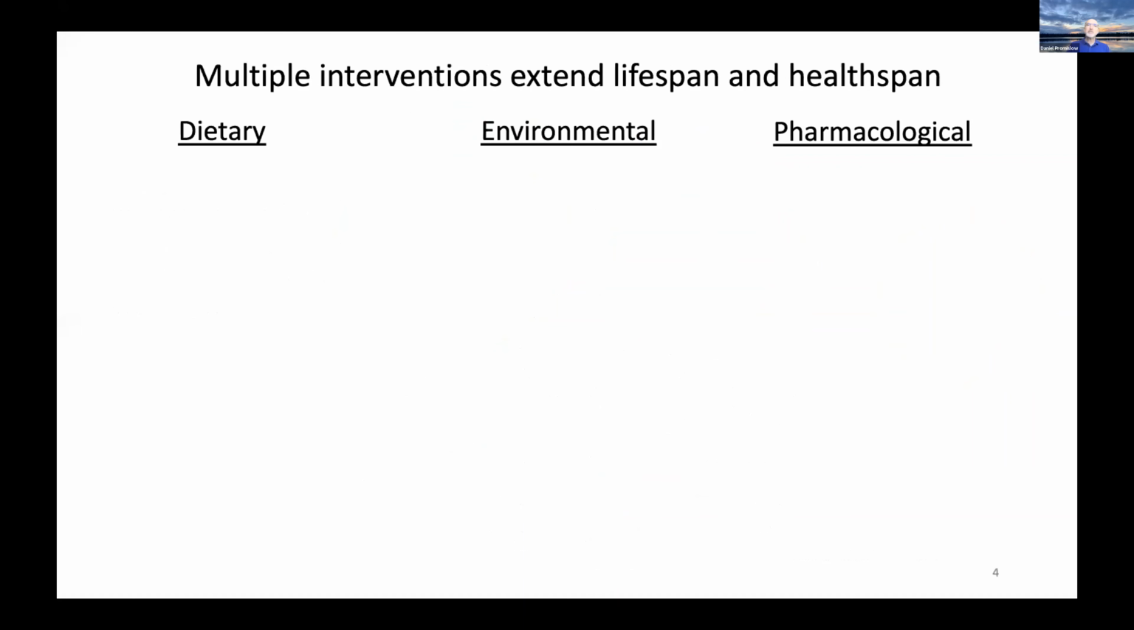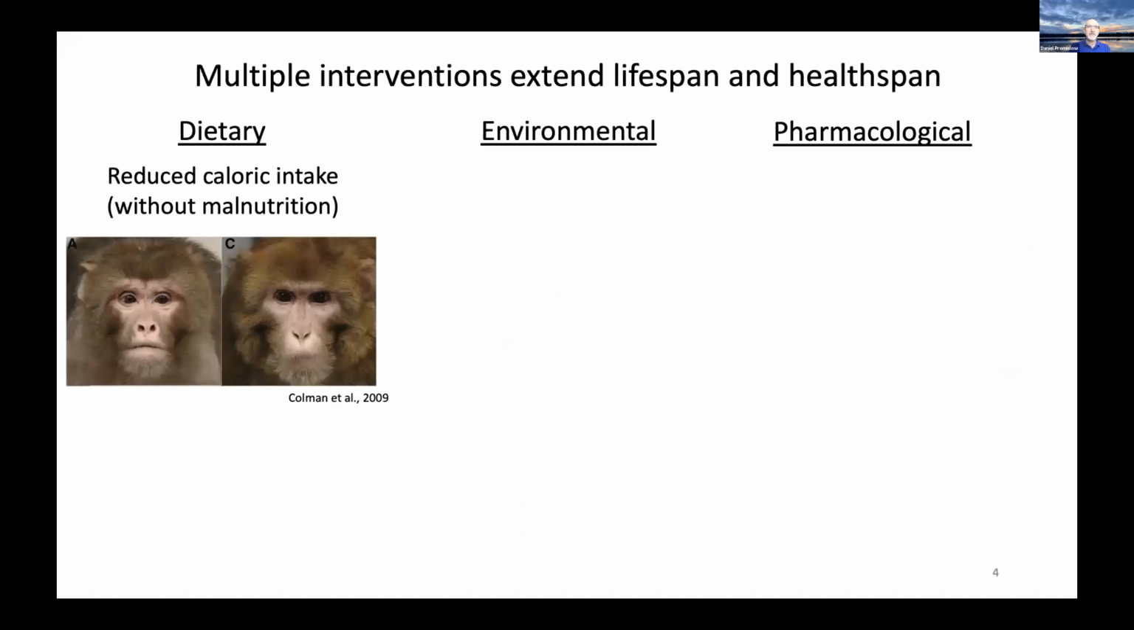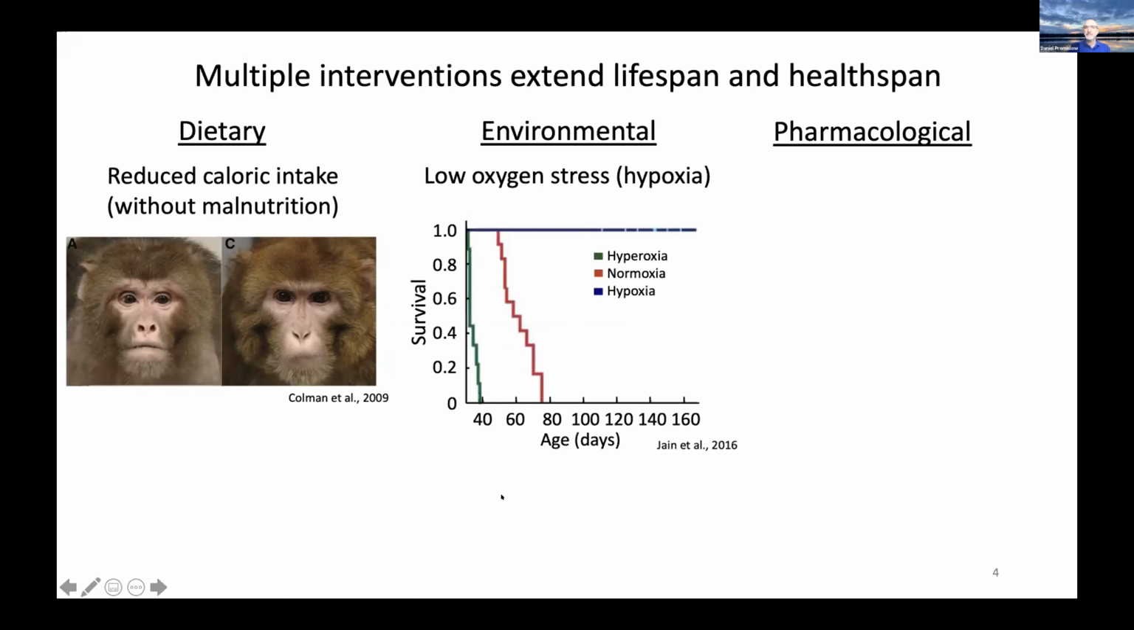There are multiple kinds of interventions that extend lifespan and health span. There are dietary interventions. Diet restriction has been shown for many, many decades to work in rodents and also in every model organism that we use in aging, including in non-human primates. This work shows that reduced caloric intake has quite a dramatic impact on lifespan and age-related phenotypes in macaques.